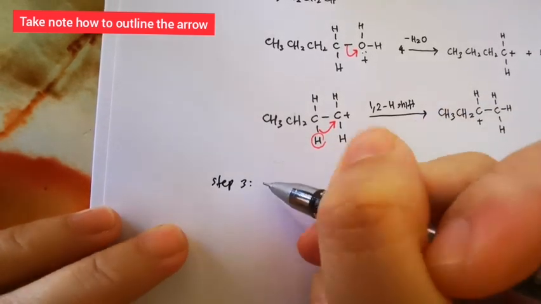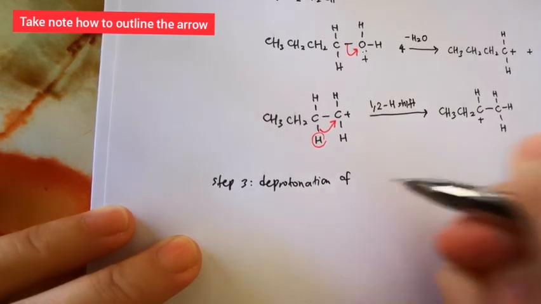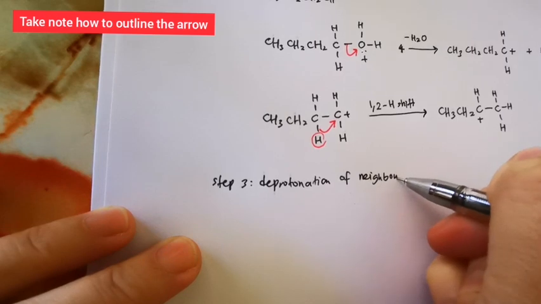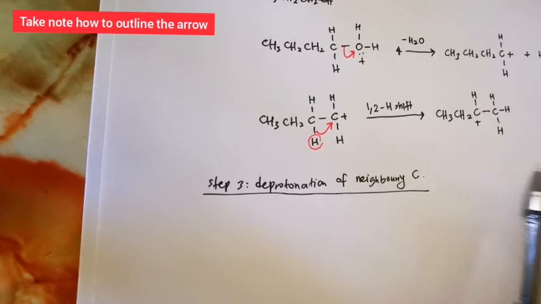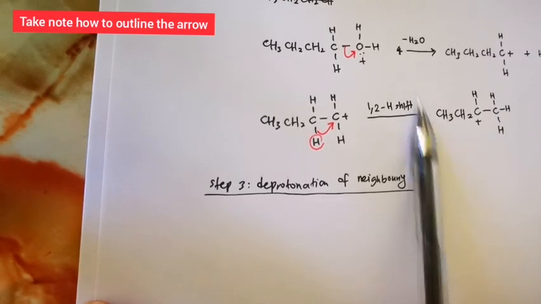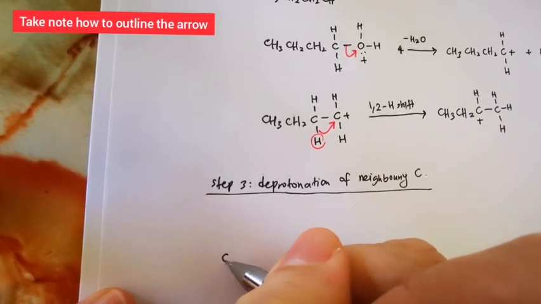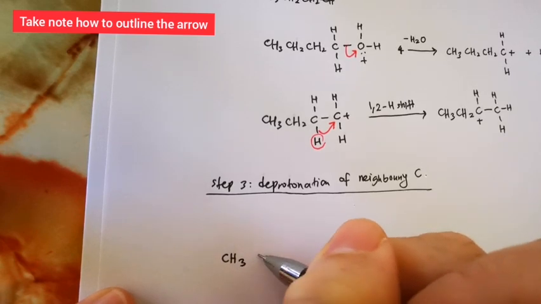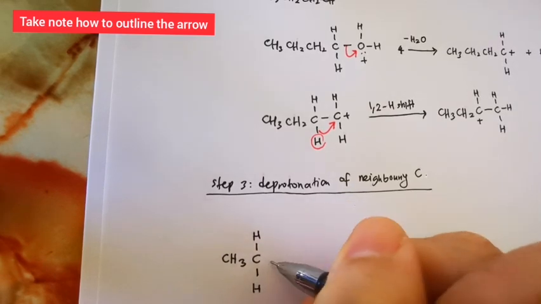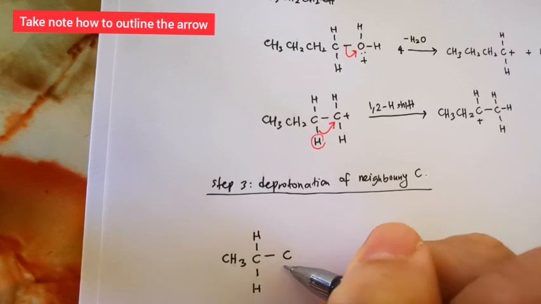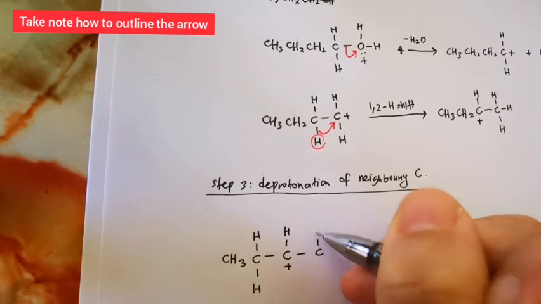Step 3, deprotonation of neighboring carbon. We will remove a proton of the neighboring carbon from the carbocation ion. Okay, I will copy back this carbocation ion from step 2. To make it easier, you expand the bond of the neighboring carbon of the carbocation ion.